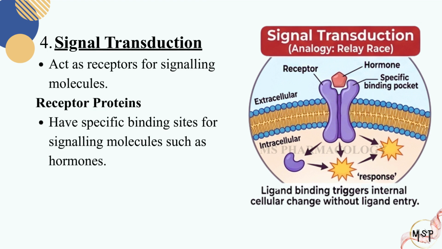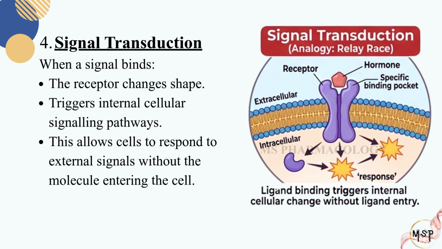Next, we see signal transduction. These receptor proteins have a specific binding site for external signaling molecules, like hormones. When a molecule binds, the protein triggers a chemical relay race inside the cell, changing the cell's behavior without the signaling molecule ever having to enter.